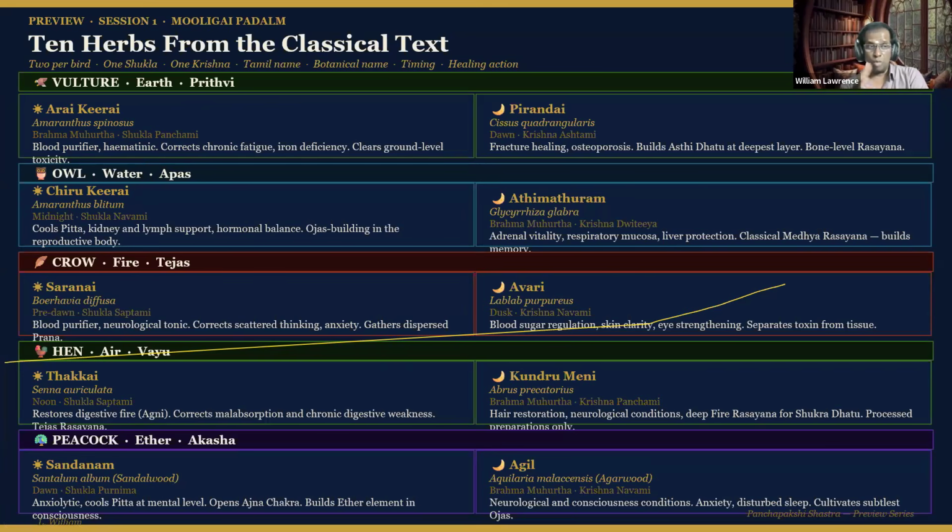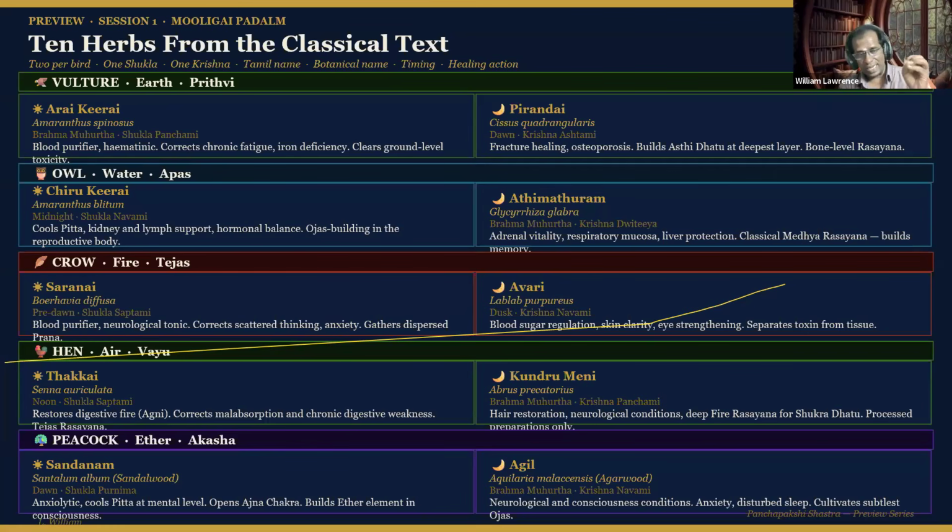It is ruled by the vulture, owl, with water, apas. There is something called Chirukire, Amaranthus blitum. It is supposed to be plucked at midnight on Shukla Navami. It is supposed to calm the pitta. Very good for kidney and lymph support. It's a water element.